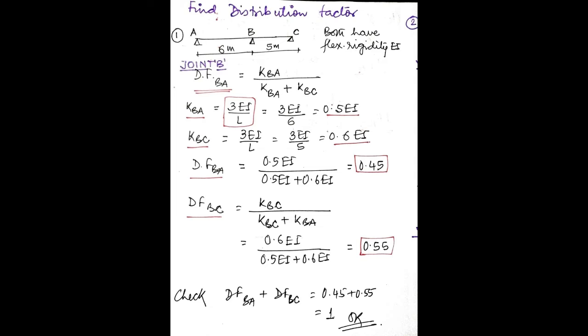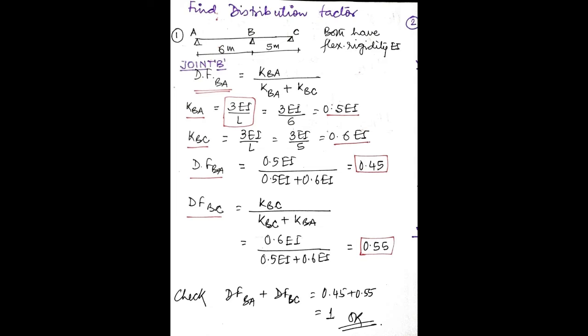We have to find the distribution factor for BA and BC. So here the joint is B. Now for distribution factor BA, first you write down the formula KBA divided by KBA plus KBC, as I have explained a few minutes earlier. So now KBA will be what? 3EI by L, as I have explained while explaining the stiffness factor, because this is the simply supported case. L means what? The length of BA is 6, so it comes out to be 0.5 EI. Now KBC will be 3EI by 5, so it comes out to be 0.6 EI.